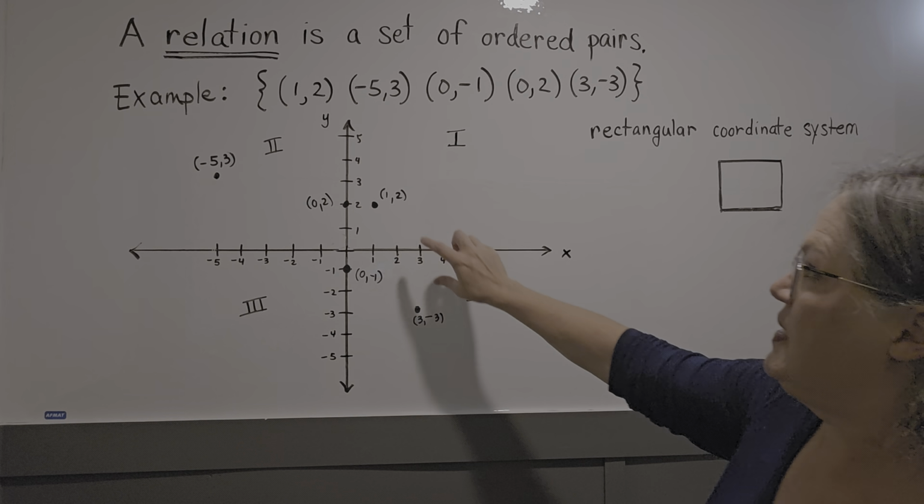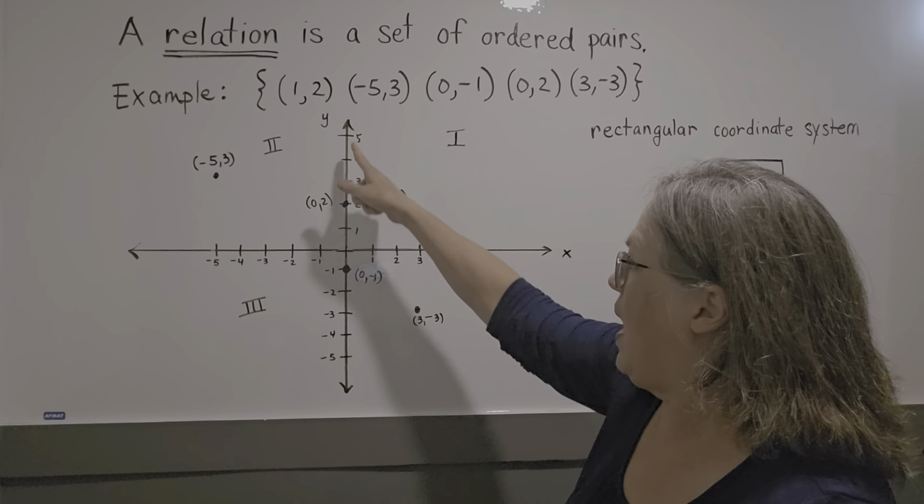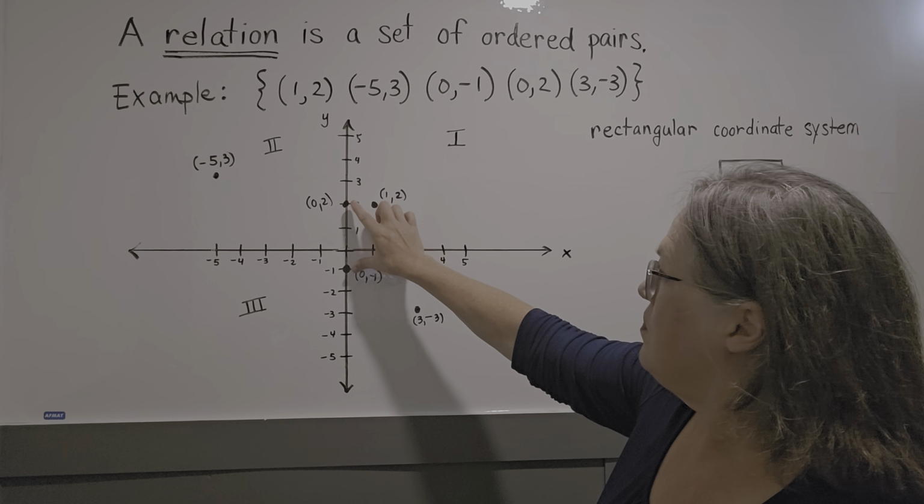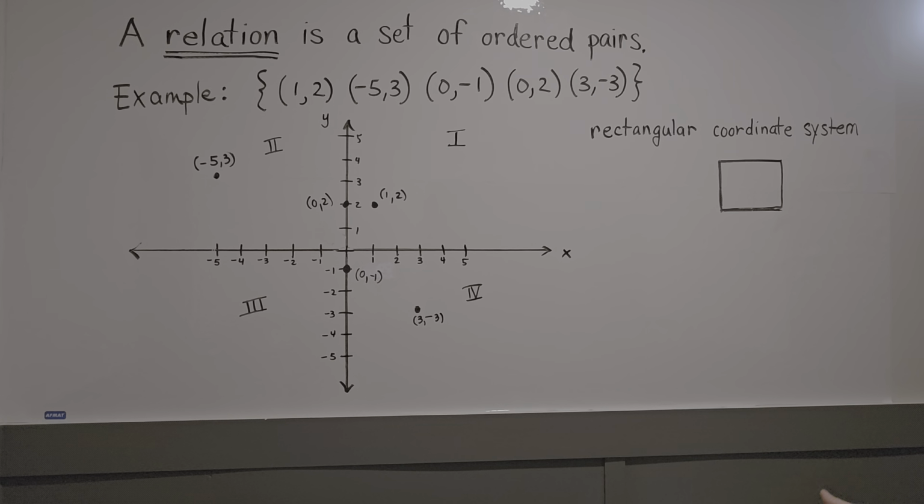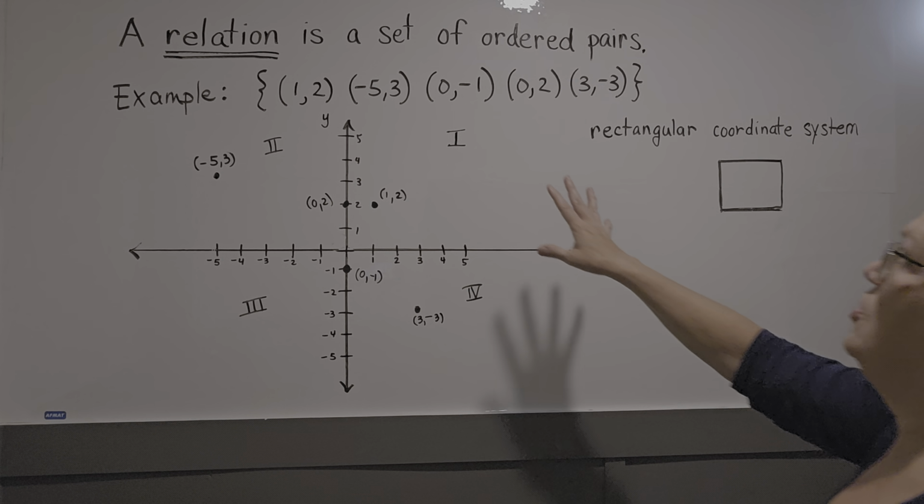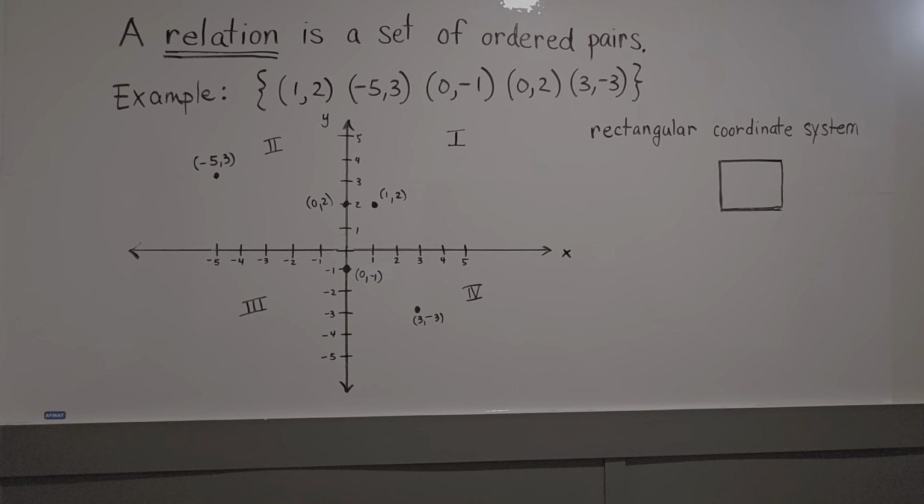Now, you'll notice that some of my values or points lie on the y-axis in this example. Those are not in any quadrant. Those are lying on the axes. The axes are not part of the quadrants. The quadrants are the space around the axes. Okay?